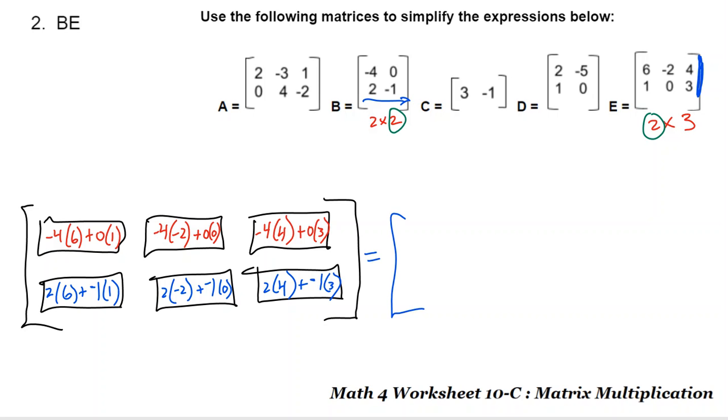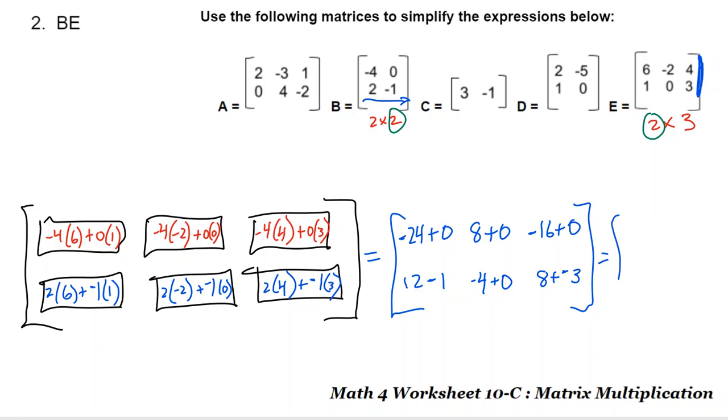All right, so then we begin to boil this down. -24 plus 0 and 12 minus 1, 8 plus 0 and -4 plus 0 and -16 plus 0 and 8 plus -3. And so we get -24 and 11 and 8 and -4 and -16 and 5.